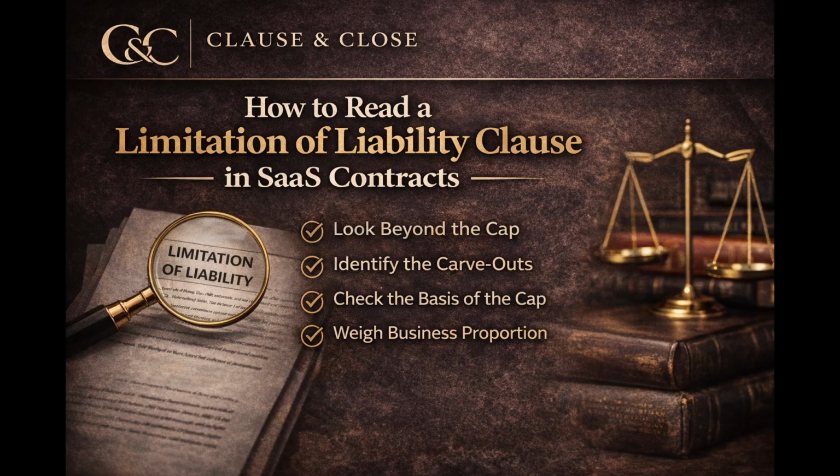A lot of people read limitation of liability clauses too quickly. They look for one number, they find the liability cap, and they think they understand the clause. But that is usually not enough. In practice, the limitation of liability clause is rarely just about one cap. It is about the structure of risk in the agreement. It tells you how much exposure each party is carrying, which losses are excluded, which risks sit outside the cap, and whether the economics of the deal remain balanced if the relationship breaks down.